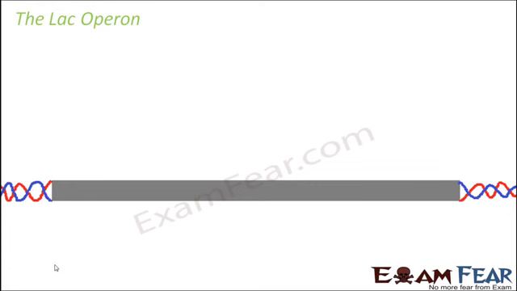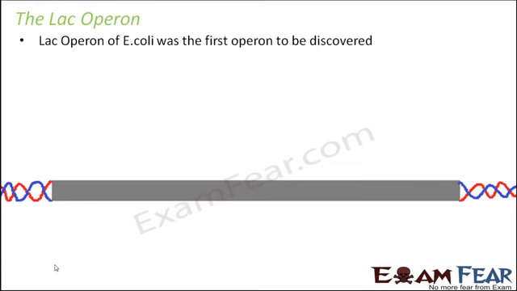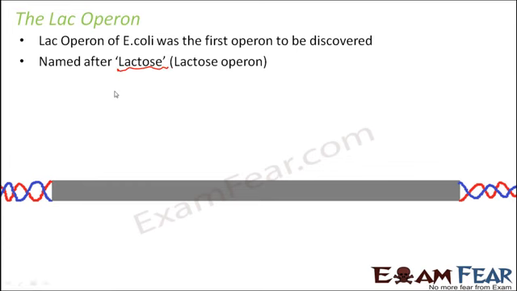So let's start talking about the Lac Operon. The Lac Operon of E. coli was the first operon to be discovered. As I was telling, those French scientists came up with this concept of operon and first of all discovered this Lac Operon. Now what is Lac Operon and why is it named Lac Operon? It is named after lactose, that is lactose operon. Now why is it named after lactose? That is because this operon talks about the process of fermentation of lactose.